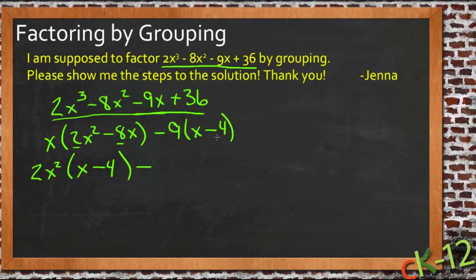And here, x and negative 4 don't have anything in common, so we're not going to be able to pull anything else out of there. So that's factored as far as it can be by grouping.